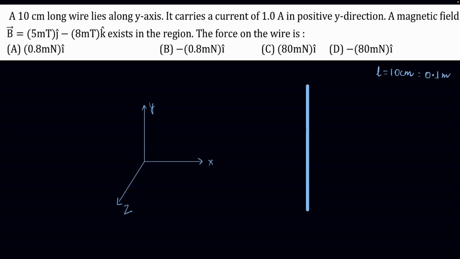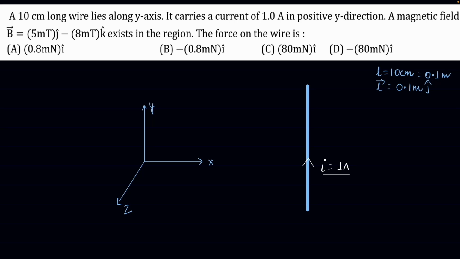But this is the magnitude. If we write the vector form of this length, L vector is equal to 0.1 meter j cap. Why? Because the length is along the positive y-axis. Current is also passing through it, and the magnitude of this current I is equal to 1 ampere.